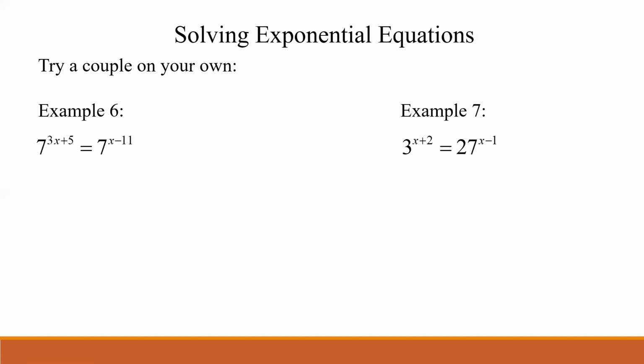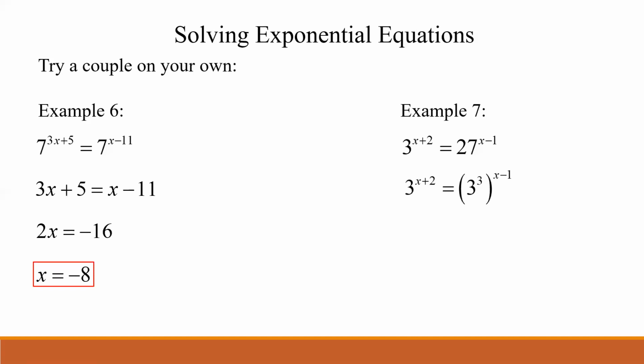So again, if you look at example 6, there's nothing to do here. All we got to do is set the exponents equal to each other to solve. So you got 3x plus 5 equals x minus 11. And then go from there. So in this case, x equals -8. And then on the second one, the bases are not the same. So we got to look at 27. And of course, 27 is 3 to the 3rd power. Use your exponent rule. And then set the two exponents equal to each other. And solve.